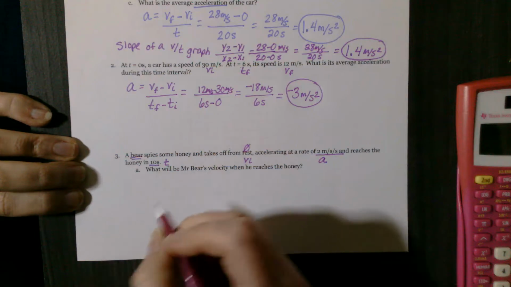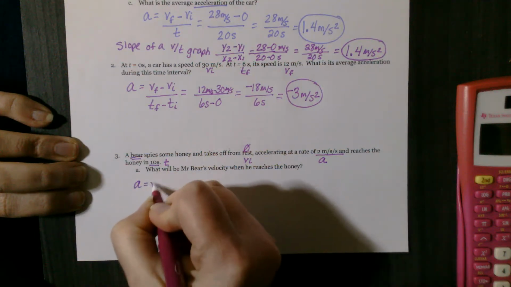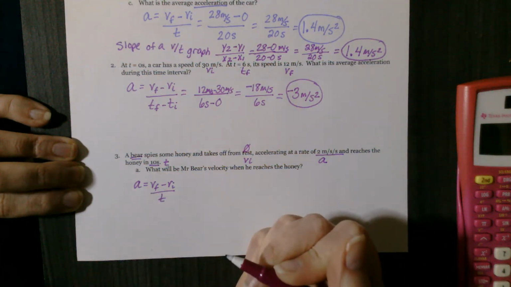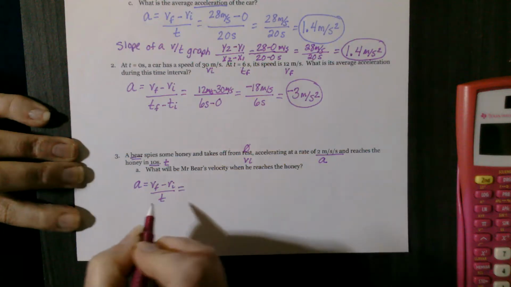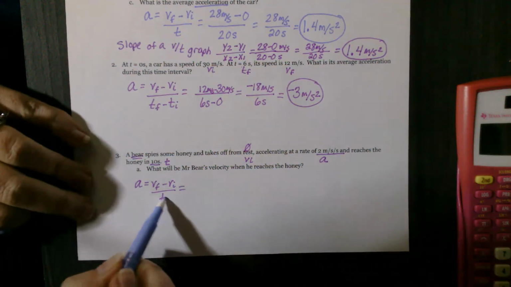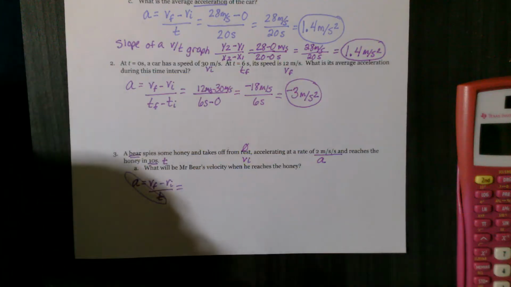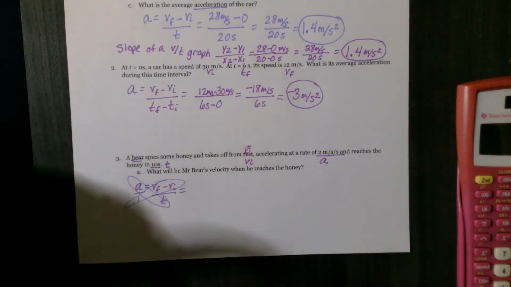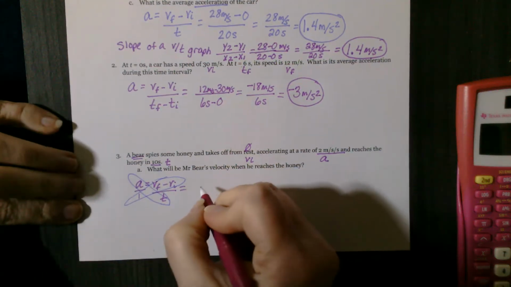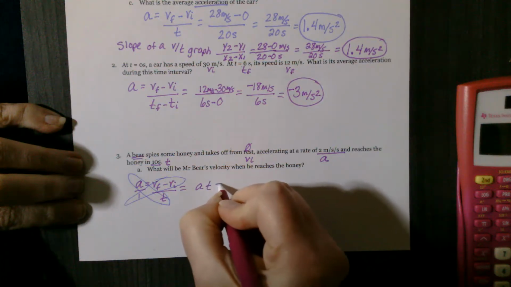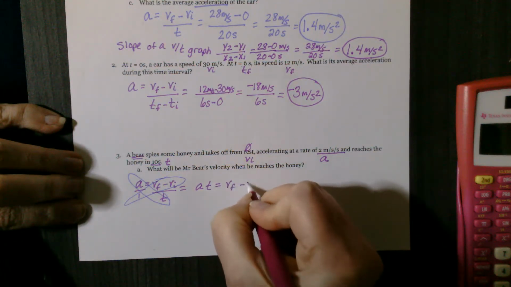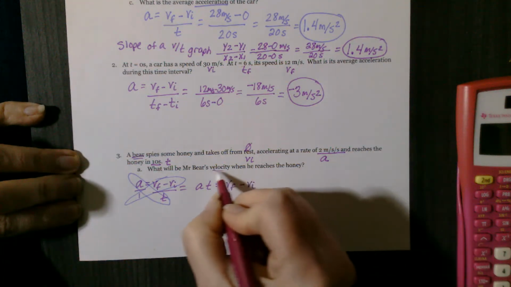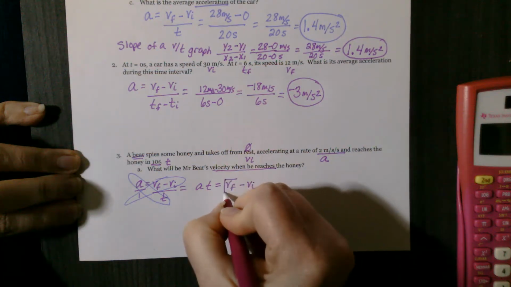We know that our formula of acceleration is VF minus VI over T. Then using a little bit of algebra, we know that A over 1 times T will equal VF minus VI. So I'm just going to set it up like that: AT equals VF minus VI. And we need to know how fast he's going at the end, so we need to get VF all by itself.